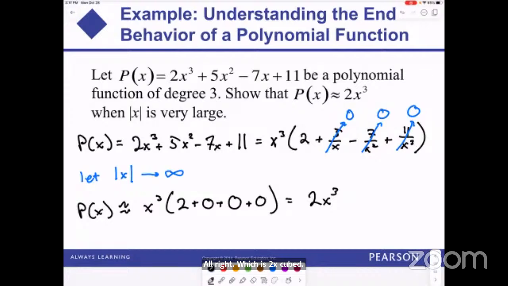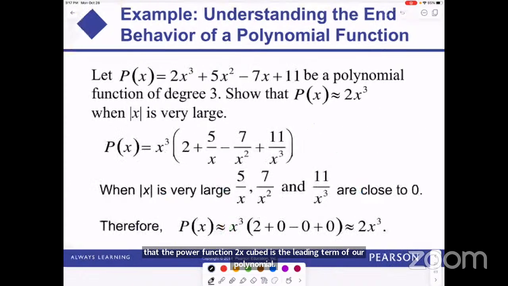All right, so what we're saying is as the absolute value of x tends to positive infinity, our polynomial essentially behaves like the power function 2x cubed. This doesn't give us any information about the middle, but we know as x goes off to the far right or the far left, it's going to behave similar to the way that the power function 2x cubed behaves. Notice that the power function 2x cubed is the leading term of our polynomial, right?